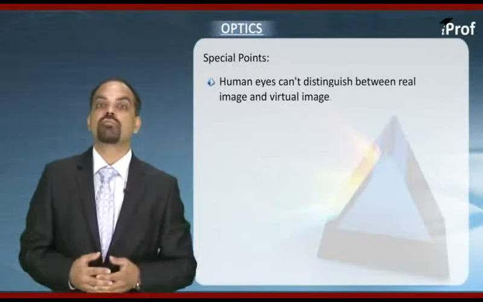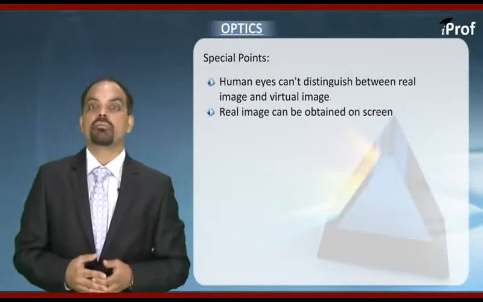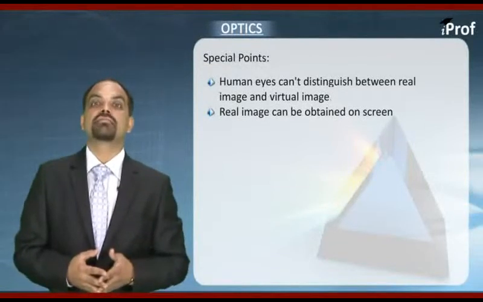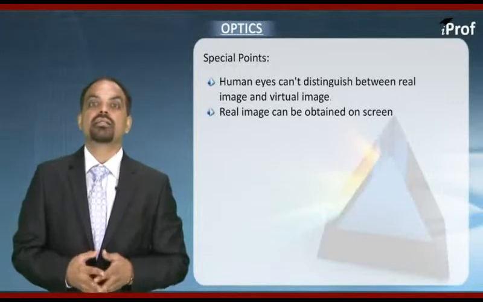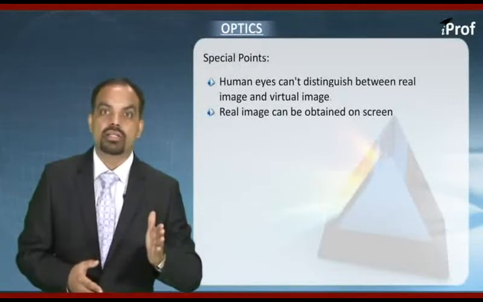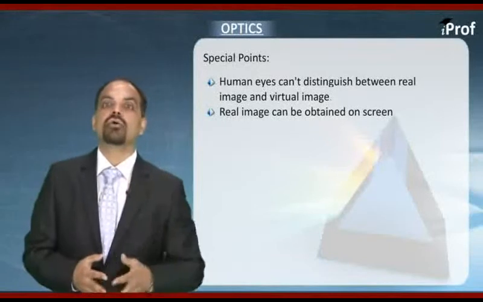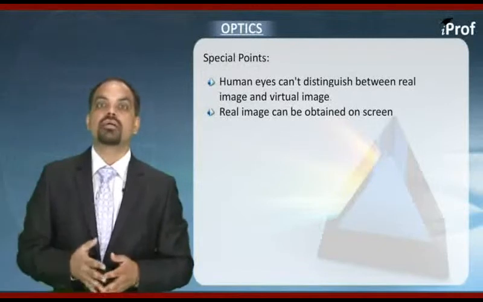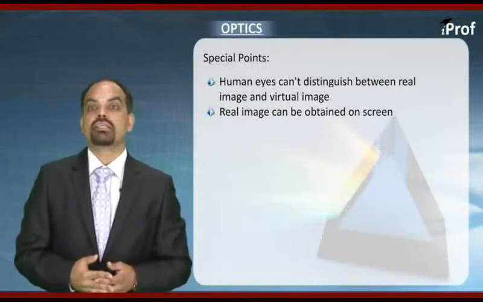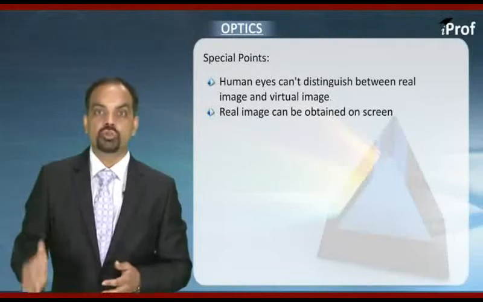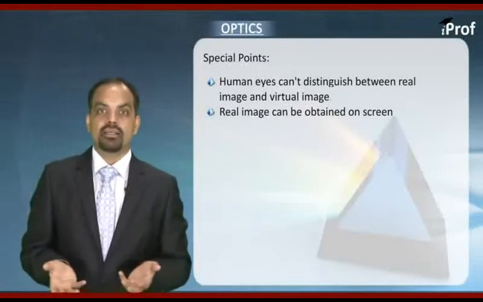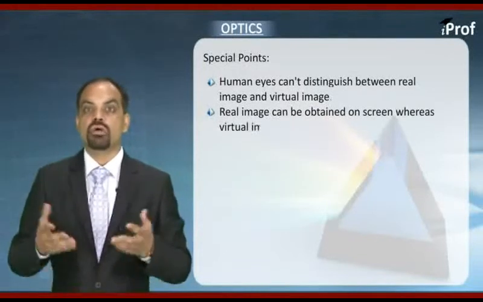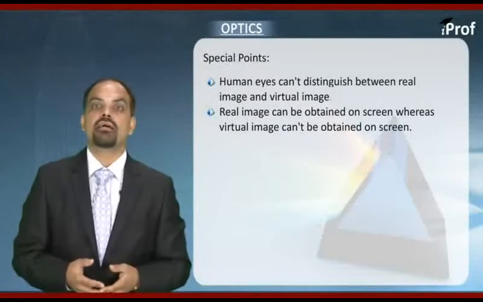The second point we have to understand is the real image can be obtained on a screen. Now we have understood the definition part of it. Wherever real image is formed, light rays are actually present. So if we keep a screen over there, definitely image will come on the screen. Now if you put a screen where this virtual image is formed, there will be no image on the screen, because at the position of virtual image no light rays are present. So we summarize it this way: real images can be obtained on screen, whereas virtual image cannot be obtained on screen.